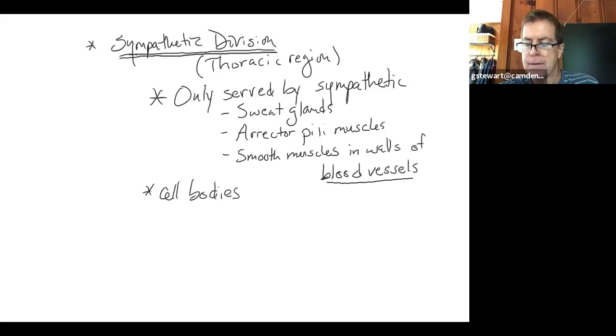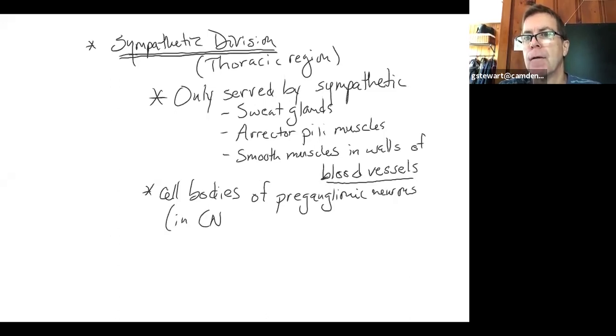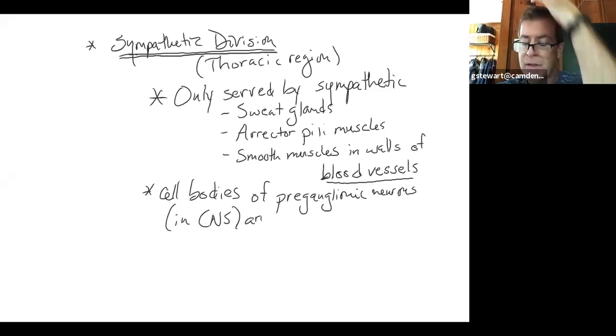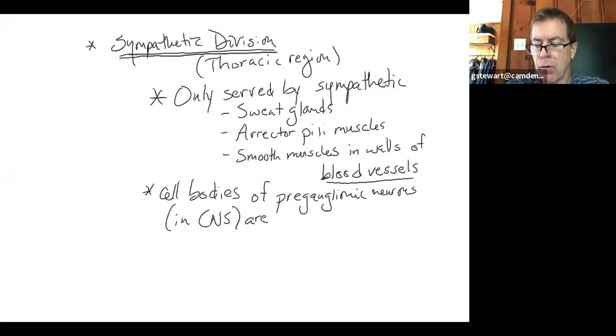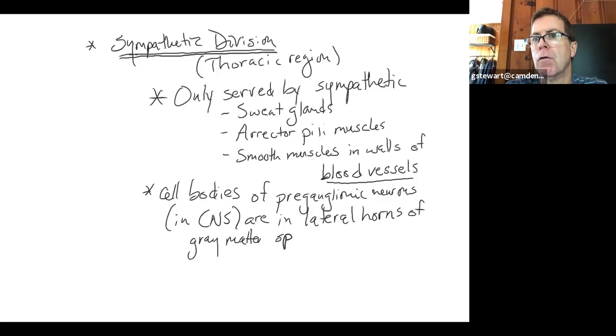The cell bodies of the first neurons, the preganglionic neurons in that pathway, are located in the central nervous system. I'm just going to put that in parentheses. They are specifically located in the lateral horns of gray matter of the spinal cord. Which is why we learned that anatomy with the last section of gray matter in the spinal cord.